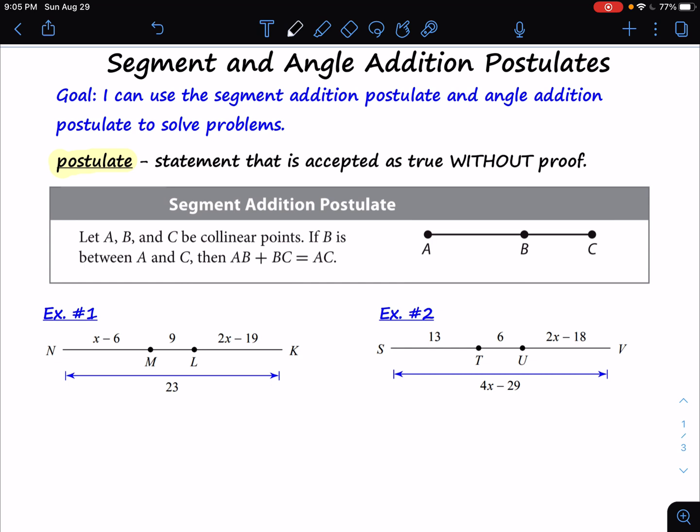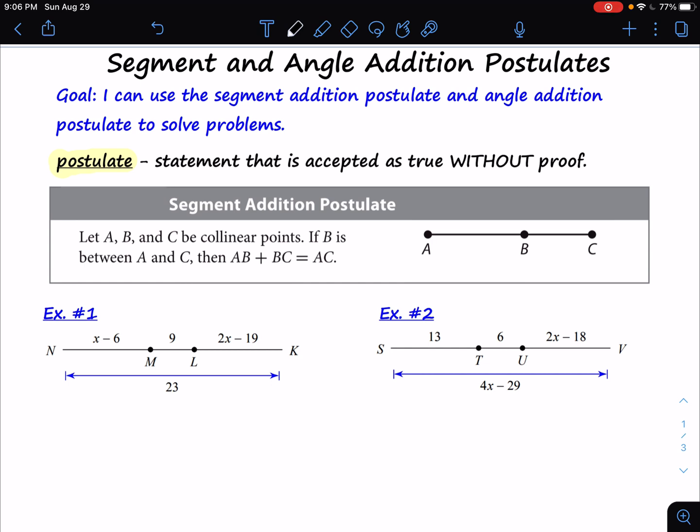I'm here to show you how to use the segment and the angle addition postulates. So the goal is to be able to use the segment addition postulate and angle addition postulate to solve problems. The first thing you have to understand is that a postulate is a statement in geometry that we accept as true even though we don't have proof. Sometimes there are things in geometry we just have to accept because there's no way that we could prove every single case. But when you see them, you're going to realize that they're kind of common sense.